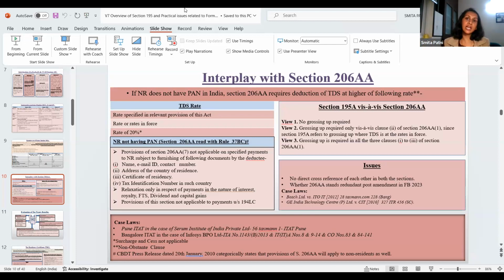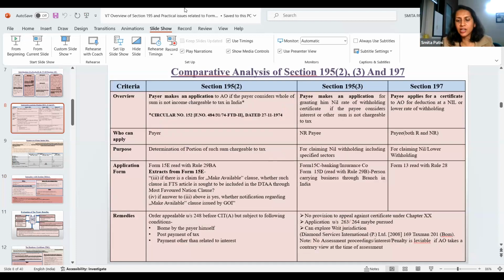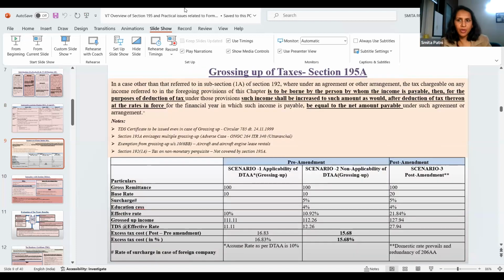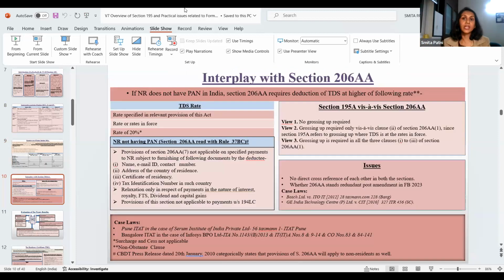Now the question arises that in case of 206AA, we are already charging a higher rate, 20%. And for this year, it comes to 21.84%, being the highest rate, because obviously post-amendment the rate has already increased. So it is higher than 206AA also. So are we supposed to gross up even if we are paying under 206AA? When is 206AA applicable? Obviously, the higher rate automatically will be 21.84% if we are making a payment for FTS or royalty. In case we are making a payment to a permanent establishment, business profit, then probably 206AA may come into play.